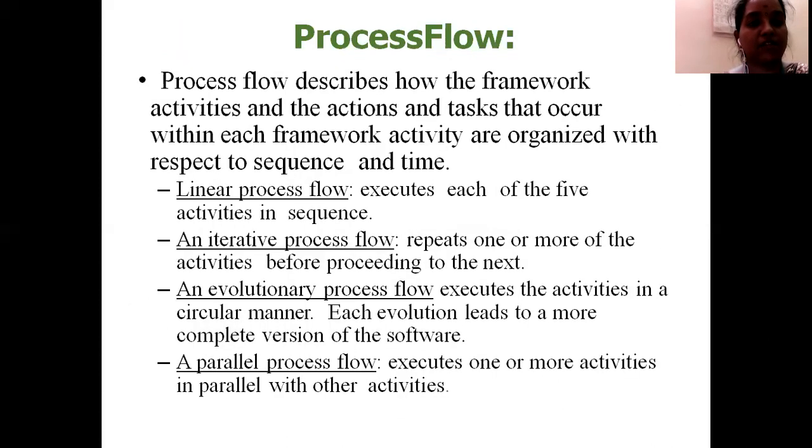Now we will see the definition of process flow. Linear process flow executes each of the 5 activities in sequence. Iterative means repeating one or more of the activities before proceeding to the next. Evolutionary means every activity will be executed in a circular manner. Parallel means executing one or more activities in parallel with other activities.